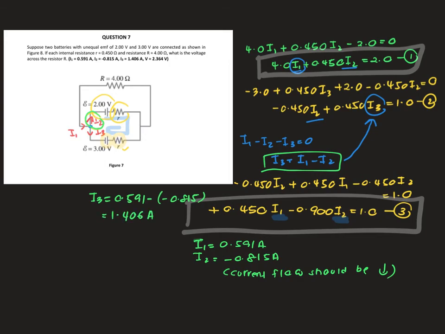Now the question asks you to find the voltage across the resistor R. You can use Ohm's law, which is V equals IR. The I here is I1, so I1 is 0.591, and the resistor is 4. So I'm going to get my answer, 2.364. Okay, done with that. Let's move on to the last question.